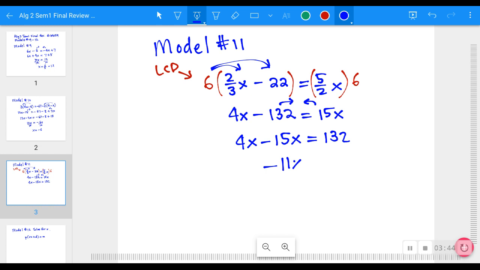All right, so I'm going to bring my x's over and my constants the other way. And this gives us negative 11x is 132. And we just divide by negative 11 to finish the problem. And you get x equals negative 12.